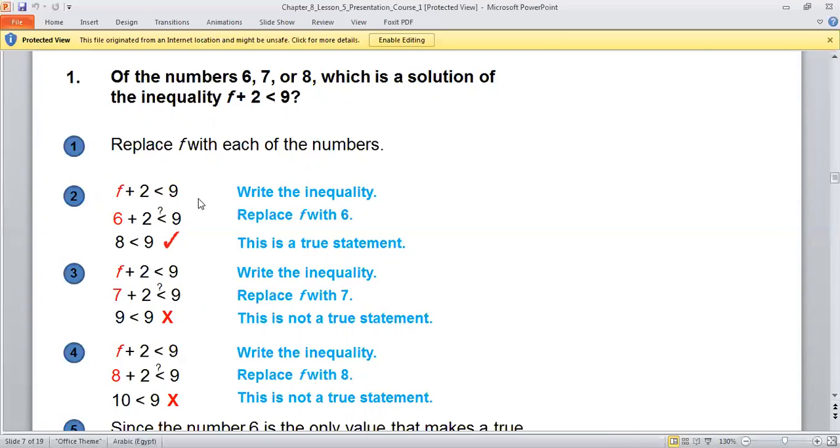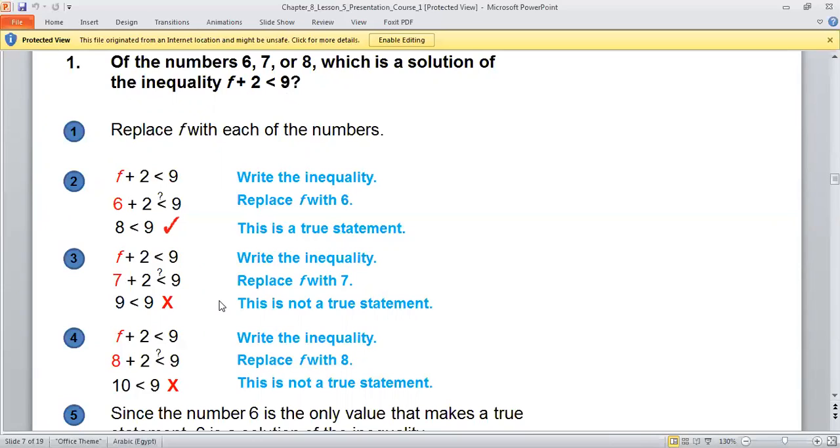F plus 2 is less than 9. Firstly, each time I will write the inequality. So in the first step, I will write the inequality. Okay, my friend? I have f plus 2 is less than 9. Is it clear?